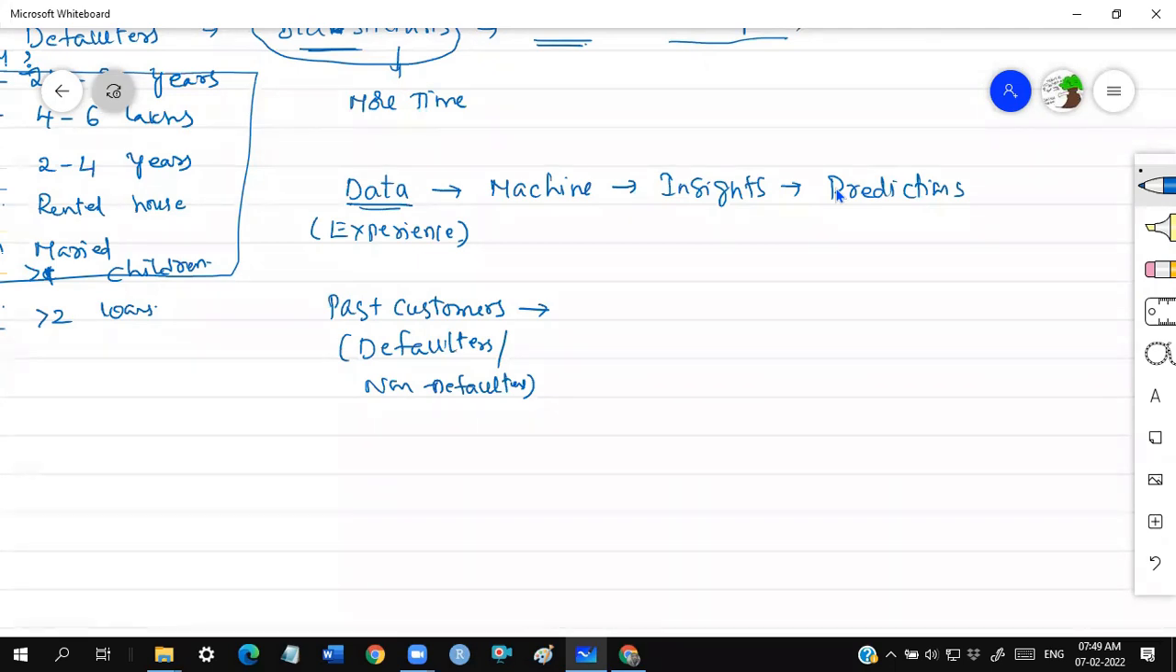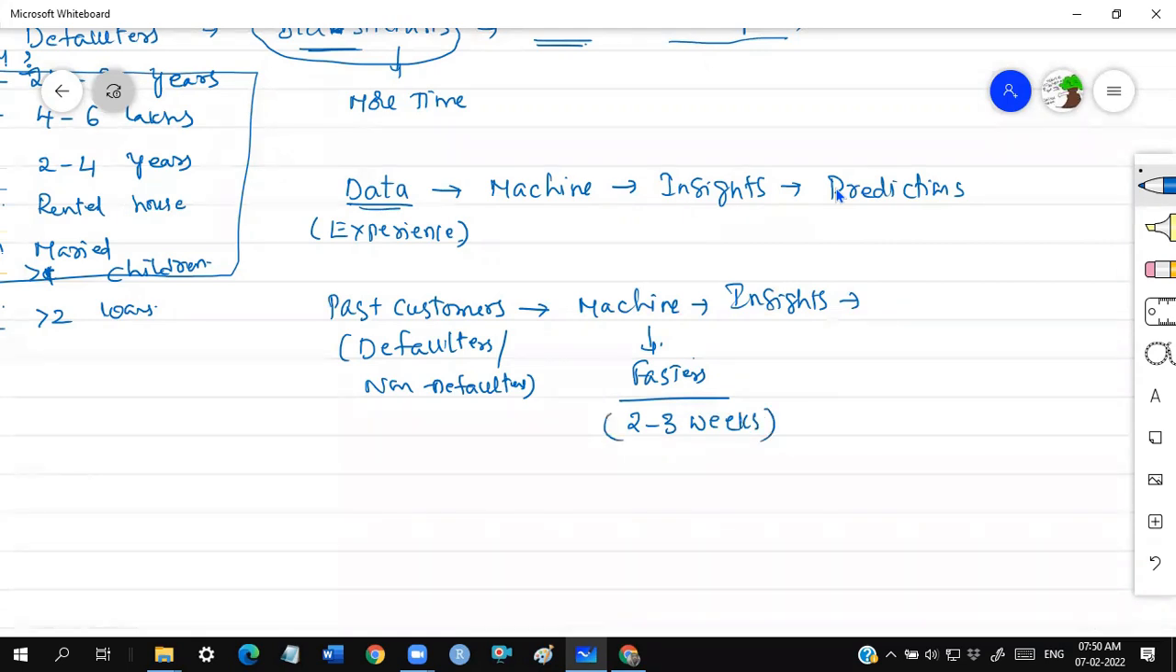So tell me your past customers data: who are the defaulters and who are the non-defaulters. I will learn from them, study them, and give you some insights. So these are the defaulters, and these are the non-defaulters. Very, very fast, guys. Previously, a statistician used to take around 3 to 4 years. You can do it very fast, within 2 to 3 weeks, guys.